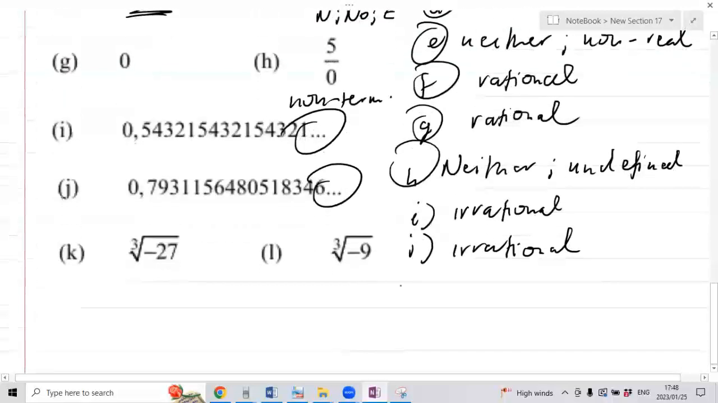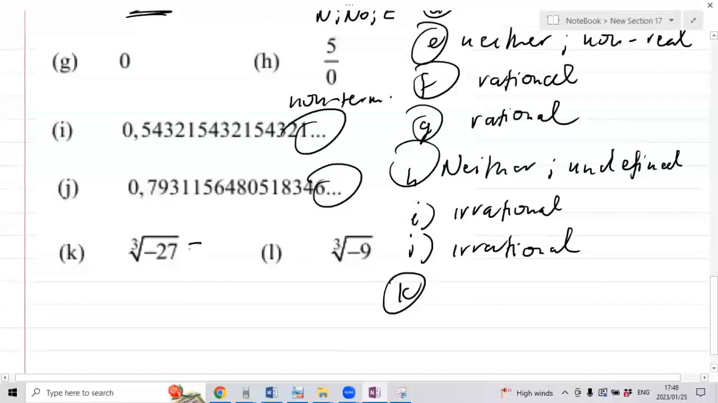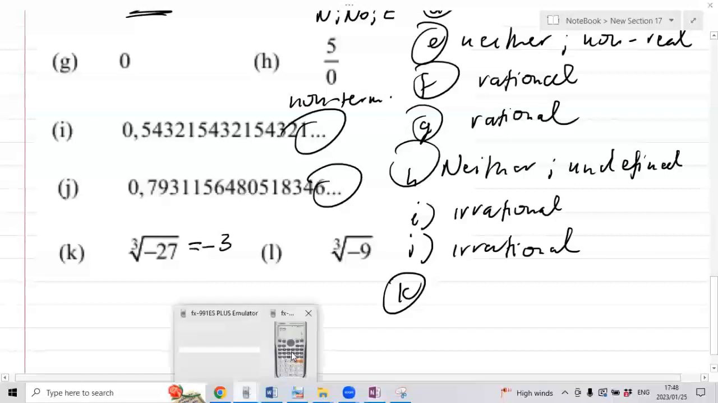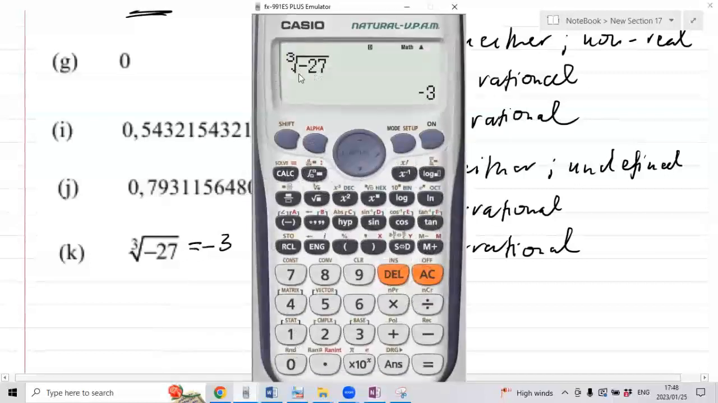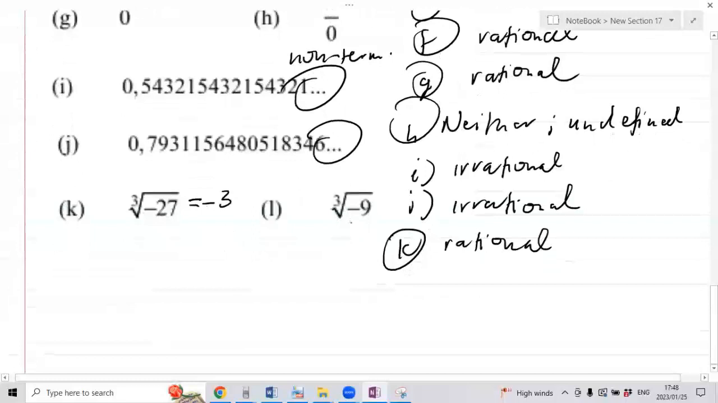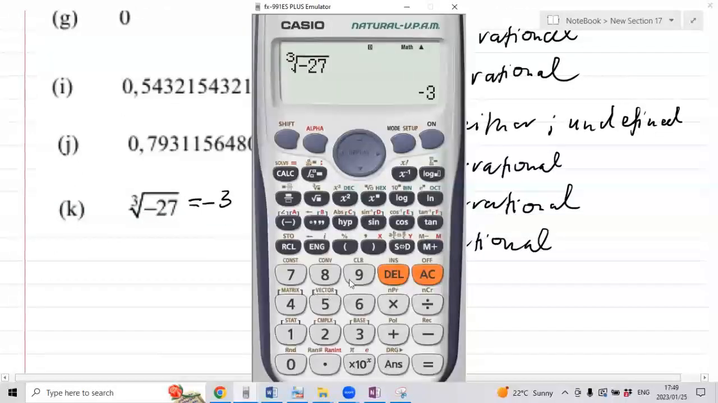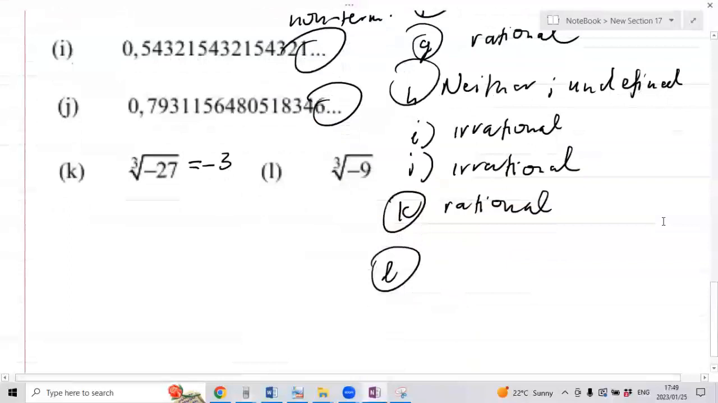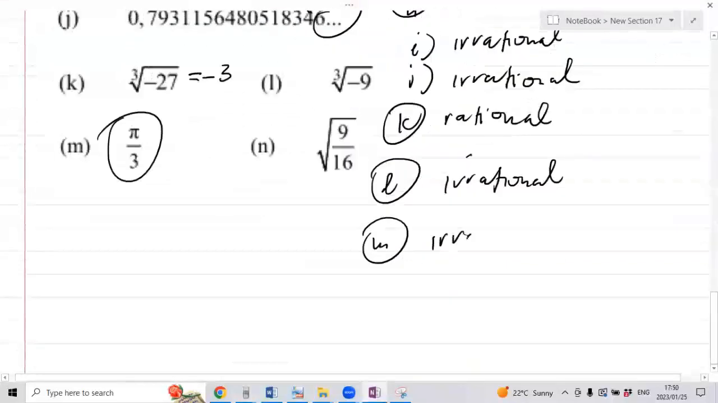The cube root of minus 27, I've discussed this one already, is going to equal minus 3. When in doubt, we can just use our calculator. They have already got it here. The cube root of minus 27 is minus 3. That's an integer, so therefore we can write down rational. And the cube root of minus 9. Let me double check. We can say the cube root of minus 9 equals to. Right, so that's not a perfect cube, which makes it irrational.